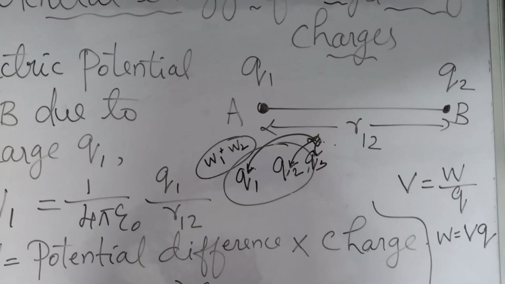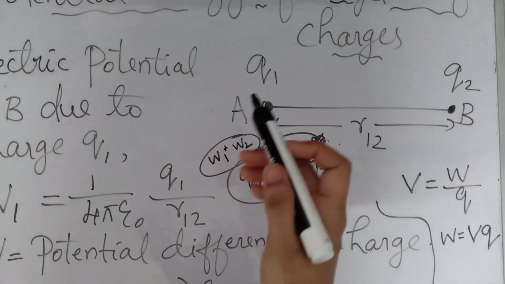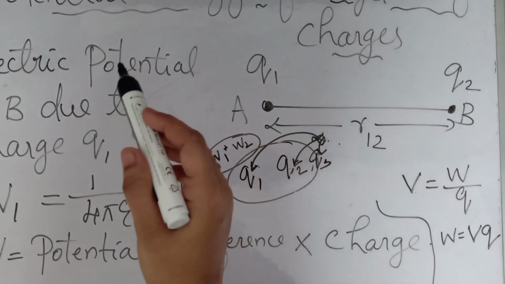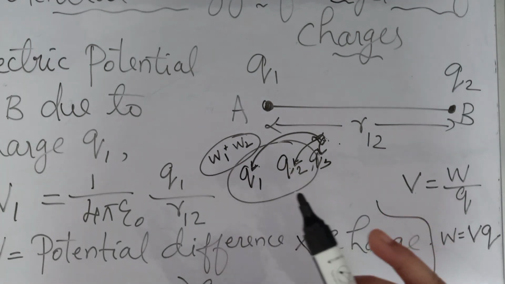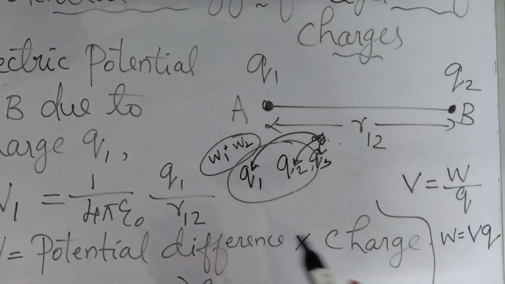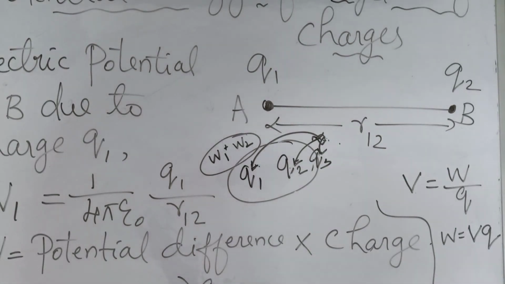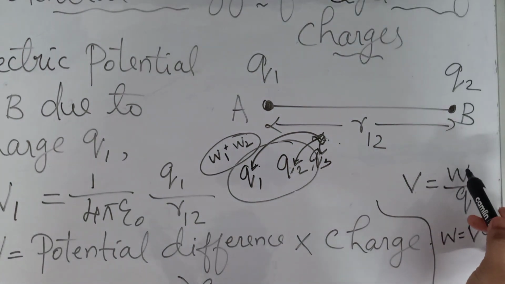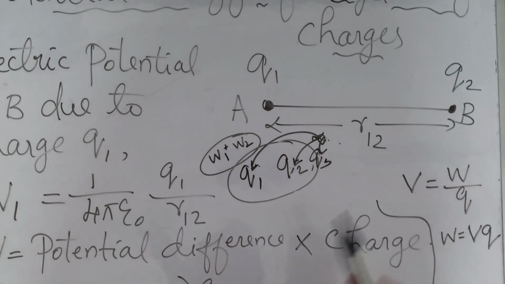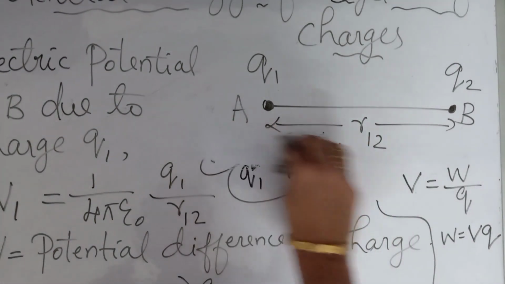So that equation we will use throughout for this derivation, that means for finding potential energy of a system of charges. So all these things you have to understand. What is potential energy? That is the total amount of work done to bring the charges from infinity to their present positions, and we are using the equation V is equal to W by Q, and W will be equal to V into Q. So this you have to keep in your mind.